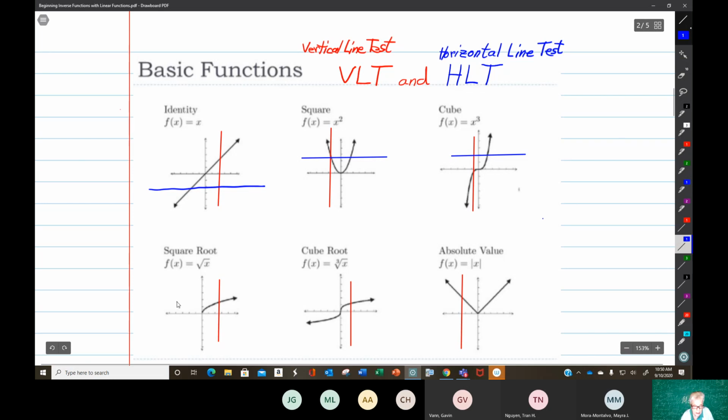And here, the same thing is true. This is the graph of y equals the square root of x, and it never doubles back down. It just keeps rising slowly. So it will never double back on itself. And here's the cube root of x, and this also passes the horizontal line test.